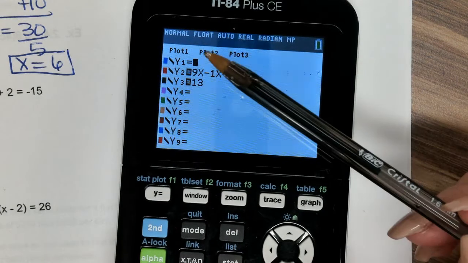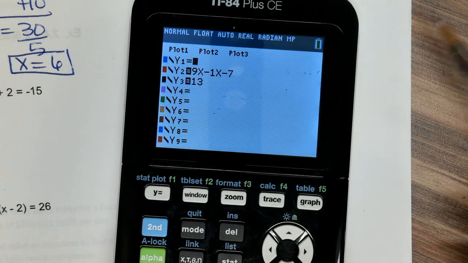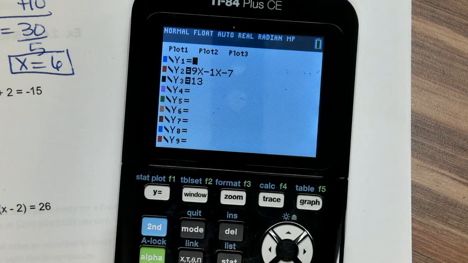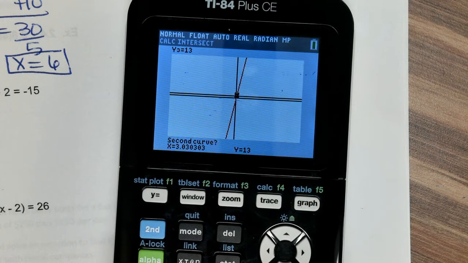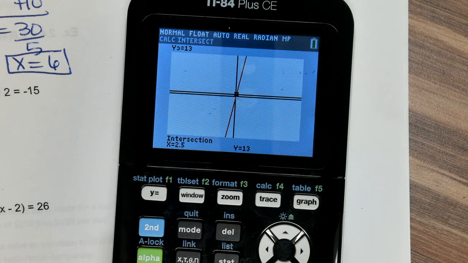Notice I didn't put mine in y1. That was just an accident. Did I get the same answer? Yeah, it doesn't really matter. It's still looking for the intersection of the two lines. I didn't mean to do that, though. Okay, so second trace, option 5, enter, enter, enter. My answer needs to be 2.5. Are we all good with the calculator?